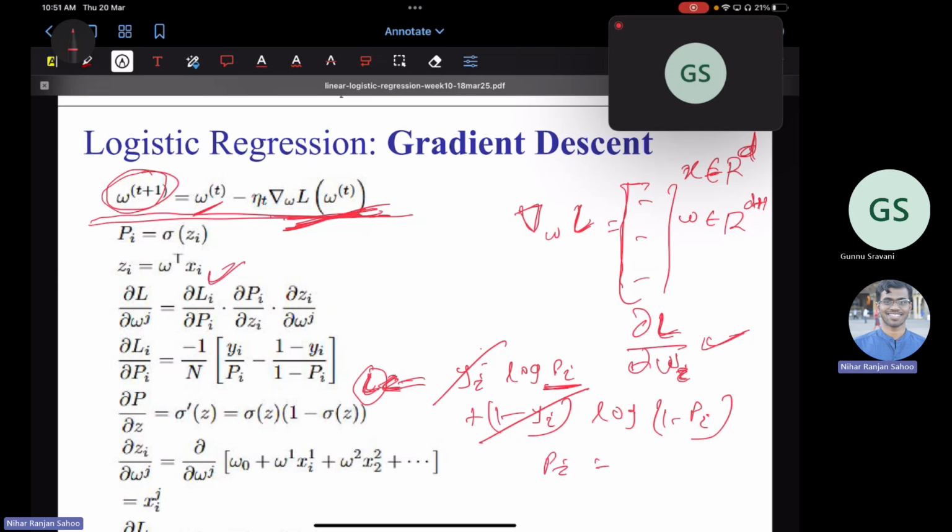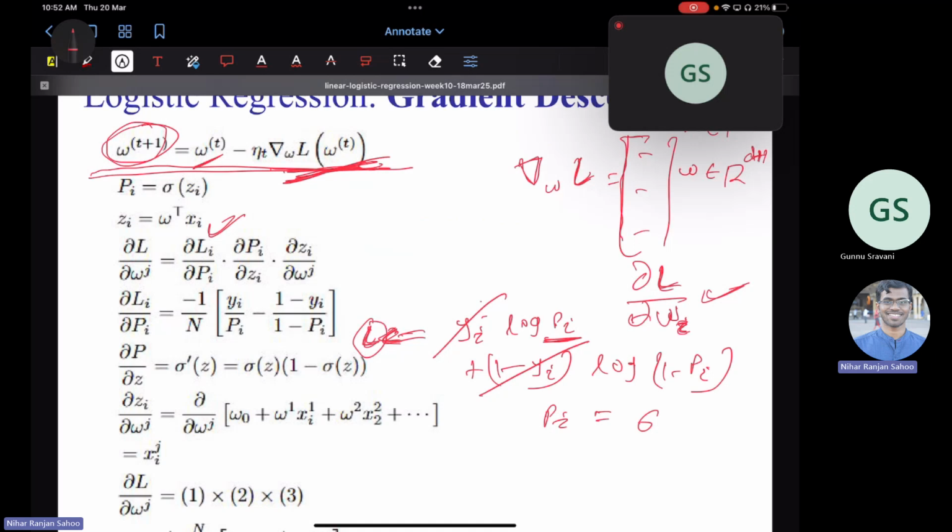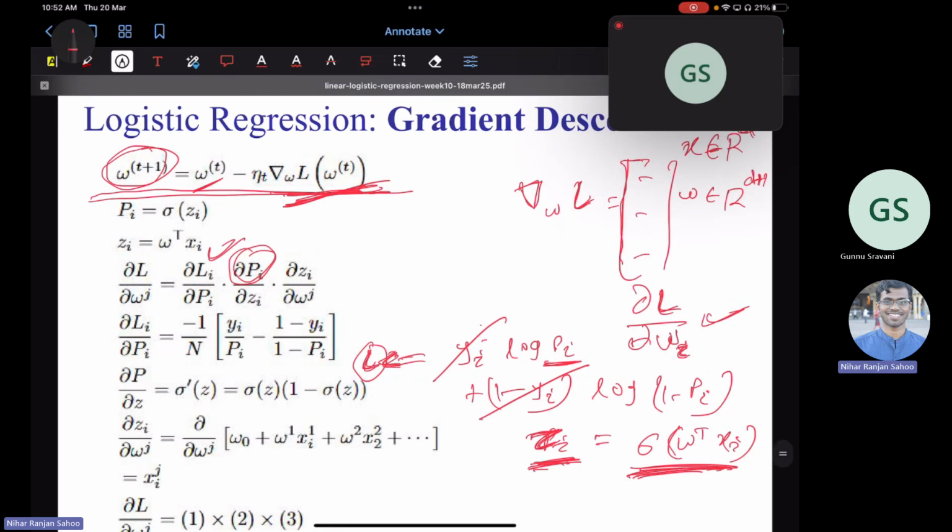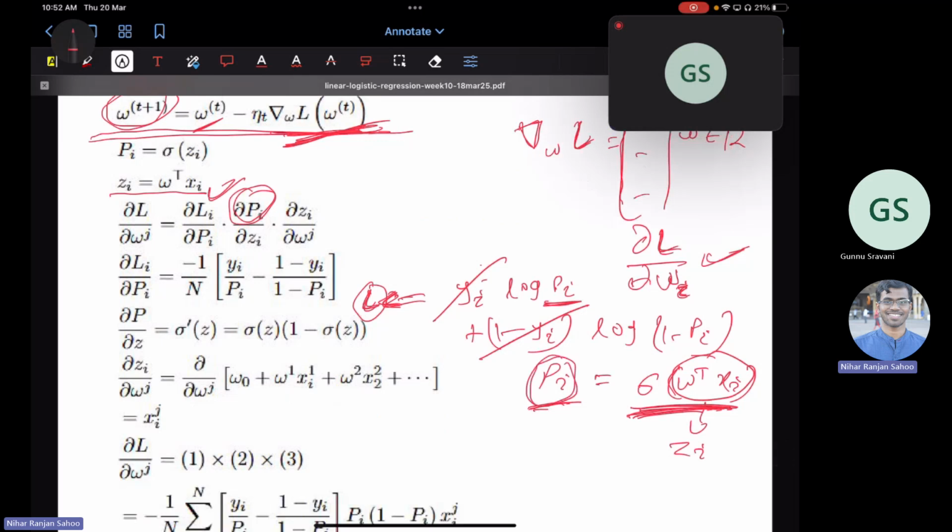Now what is Pi? Pi we know is sigmoid of W transpose X, right? So now we have to take Pi's derivative with respect to this sigma term. This term, let's say I'm representing as Zi. Why am I breaking it like this? Because I'm writing W transpose X as Zi. So I'm computing the partial derivative of Pi with respect to Zi.